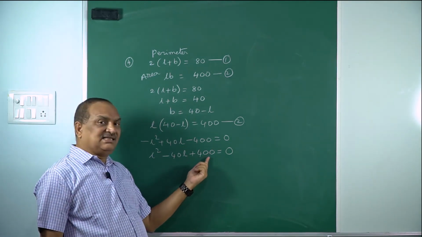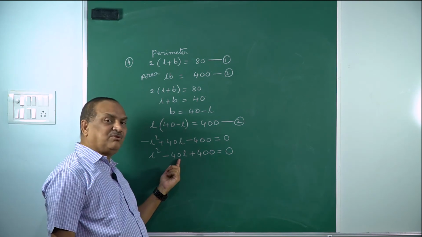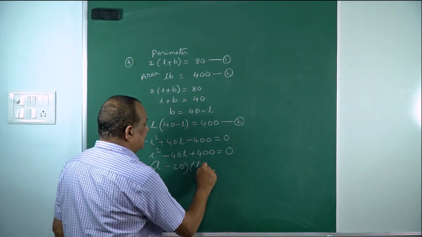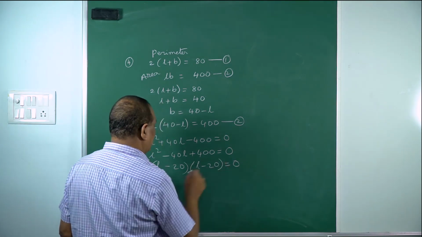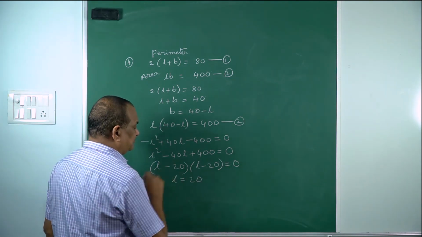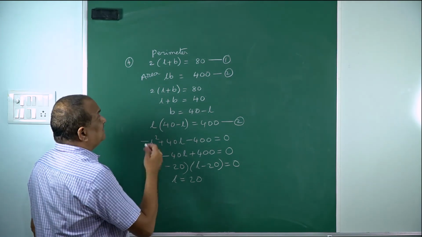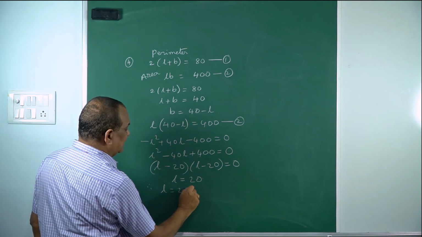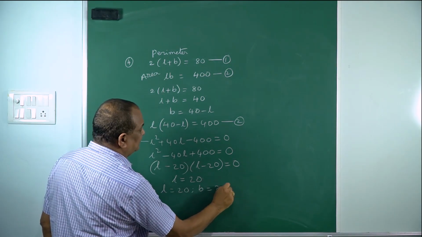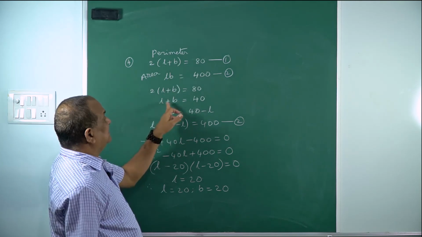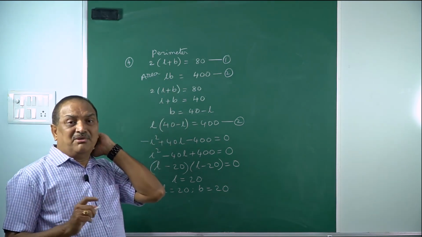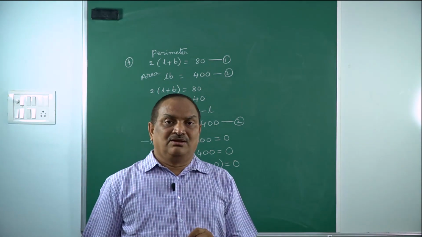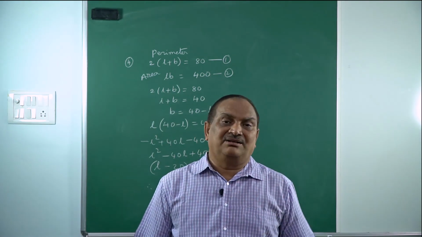This is 20 twenties, and 20 and 20 add up to 40. So if I resolve, I get (L minus 20) and (L minus 20) equal to 0, and L is equal to 20. And therefore, what is breadth then? 20 times 20 is 400. So L is equal to 20 and B also is equal to 20. Or you can say L plus B is 40. This is what we have written. And remember, we have got a very special rectangle where the length and breadth are equal.